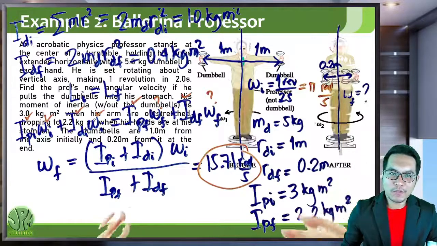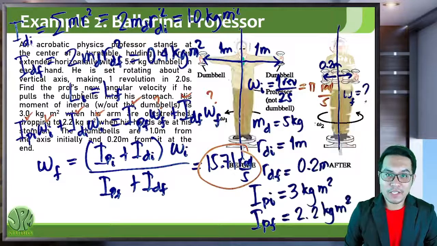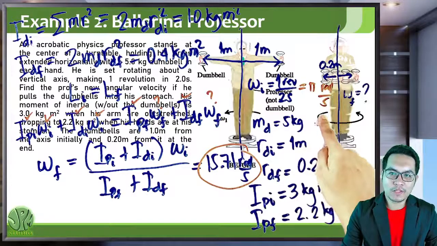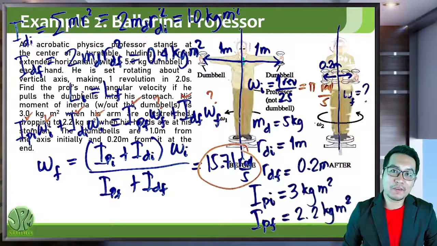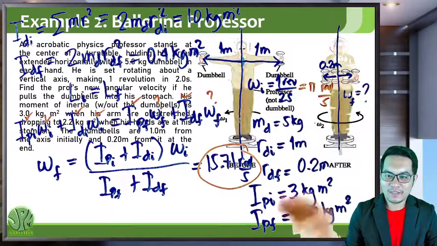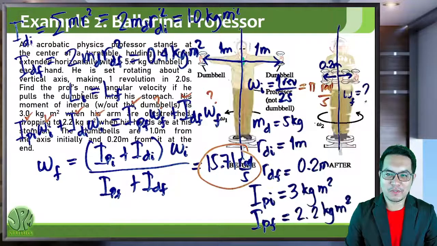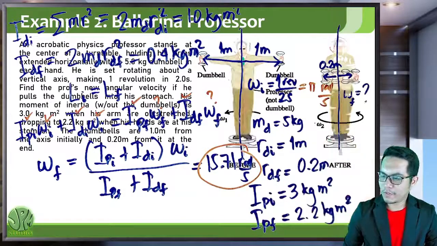You will notice that if the radial distance is large, the angular velocity is slow or small. But if the radial distance is small, the angular velocity is large. So in the second case, when the professor pulls the dumbbells towards his stomach, he is actually turning very, very fast. This is a classic physics demonstration that you can find in science shows like this. Okay.